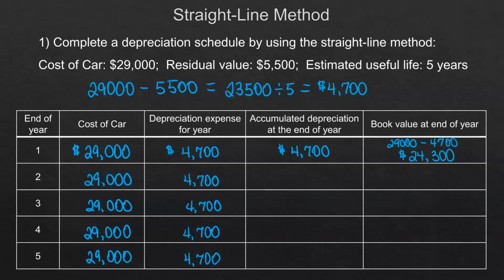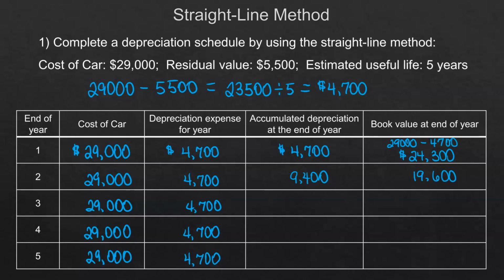Now, the other way you can do this is you could take the 29,000 and subtract the accumulated depreciation, right? So when I multiply this times 2 for 2 years now, we're going to take off 9,400. So you can either take 24,300 minus 4,700, or you can take 29,000 minus 9,400. You're going to get the same number. And so for the next year, it would be 19,600.